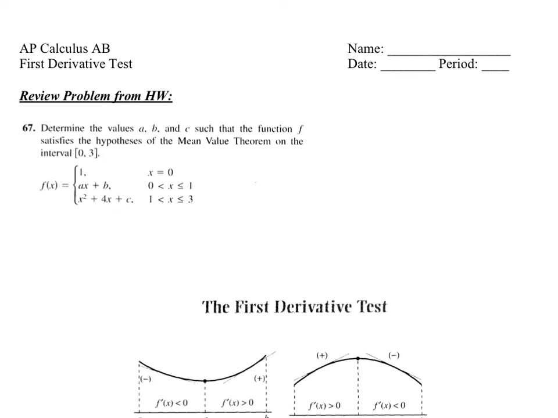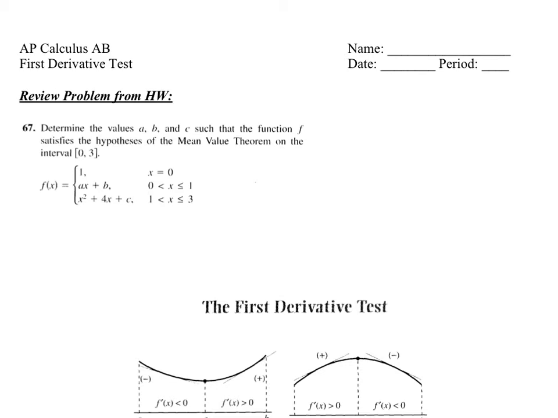All right, so let's take a look at this problem here. Determine the values a, b, and c such that the function f satisfies the hypotheses of the mean value theorem on the interval from 0 to 3.